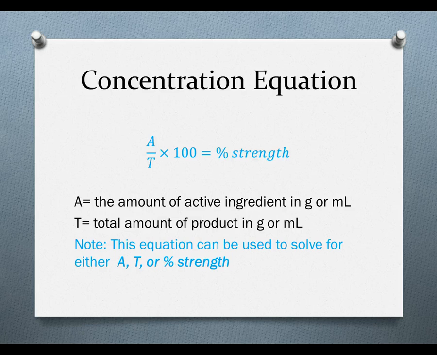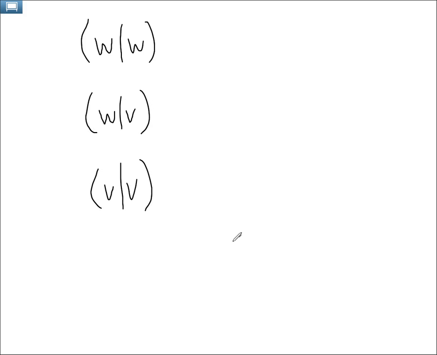Also, your book gives you some information on how to identify what type of compound you're working with. So you're going to see something that looks like this: weight, volume, and then we have volume, volume. This is just for us to identify, well, do we have two solids, two liquids, or a solid within a liquid? Weight means that there's so many grams of active ingredient and so many grams of total compound. This means that there's two solids for this compound.